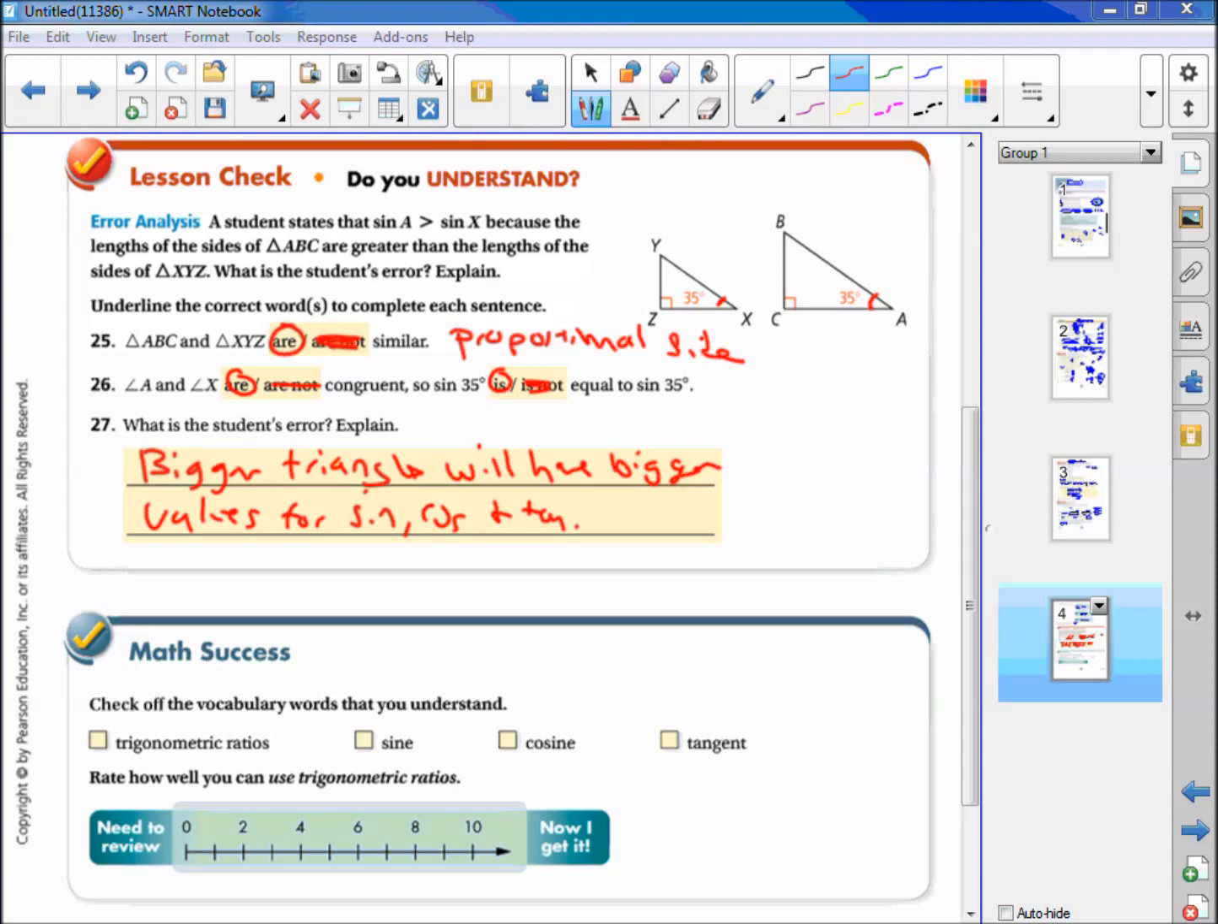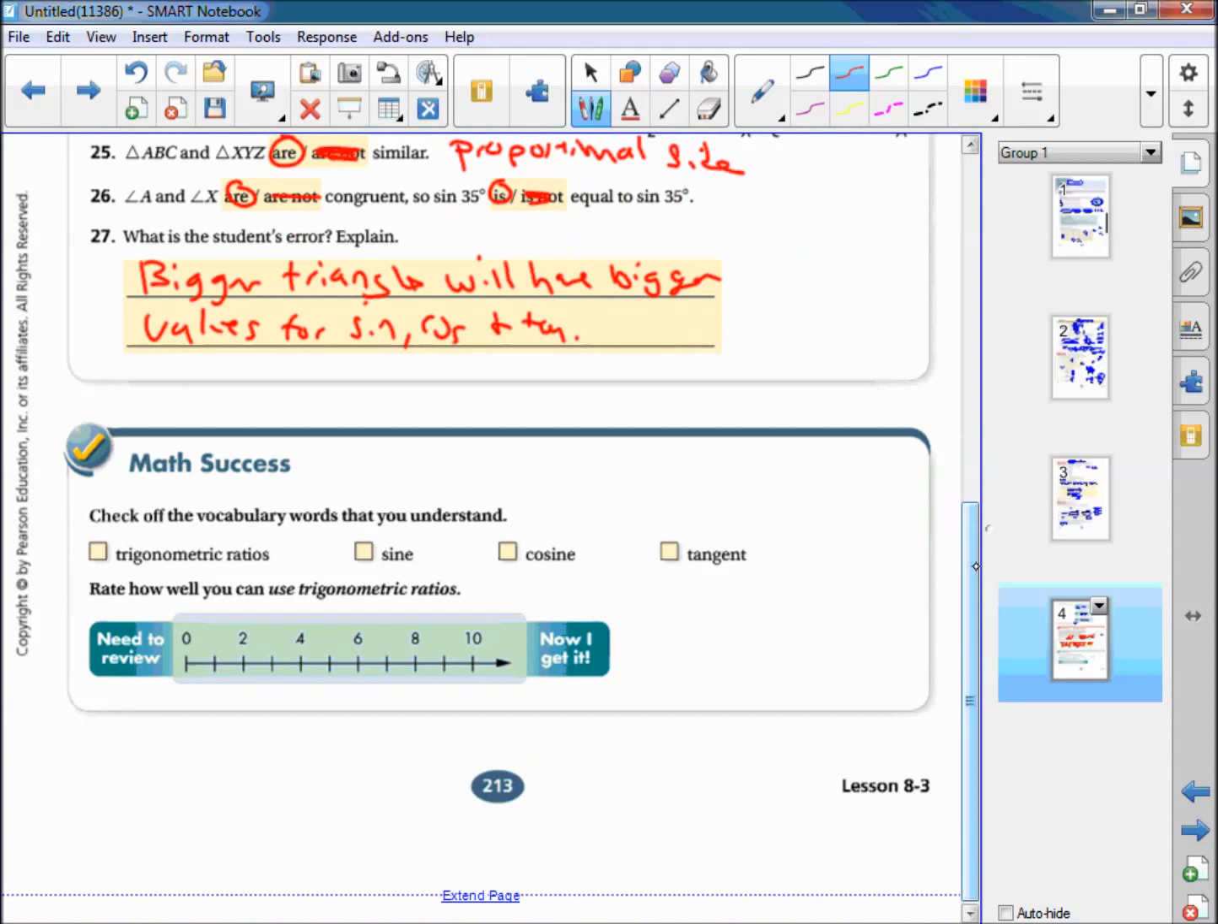stay the same for all triangles that are similar. Okay? So in this case, just because ABC looks bigger than XYZ does not make its sine be bigger. When I divide a bigger one by the other bigger one, I'm going to end up with the same answer in the end. So the sine of 35 is always equal to the sine of 35. The ratios are always going to be the same because all the triangles are similar to each other.